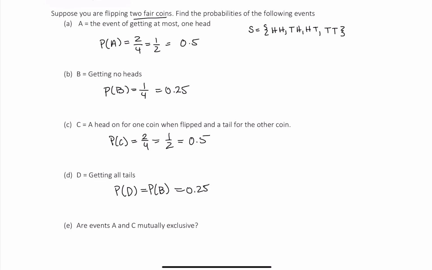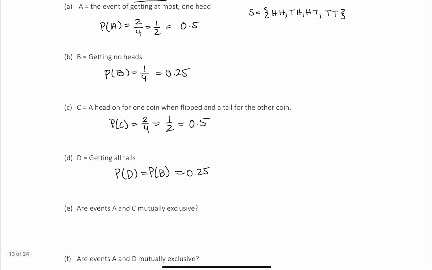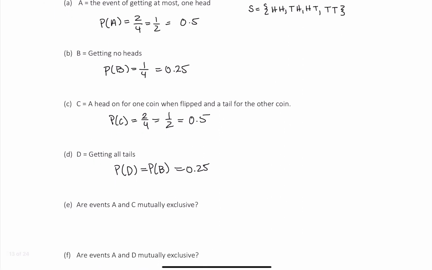Now let's look at part E. Are events A and C mutually exclusive? Well, event A is getting at most one head, and event C is a head for one coin and a tail for the other. So they are not mutually exclusive, since getting a head and a tail coincides with getting at most one head. Since they're not mutually exclusive, I know that the probability of A and C occurring is not equal to 0.